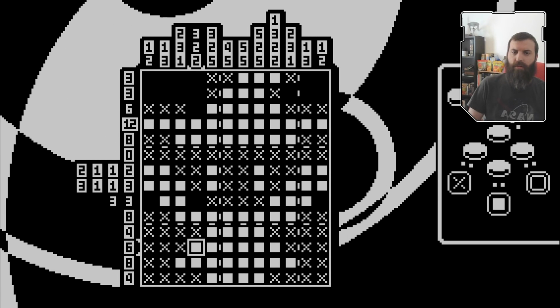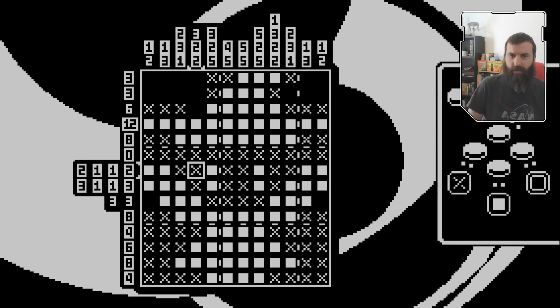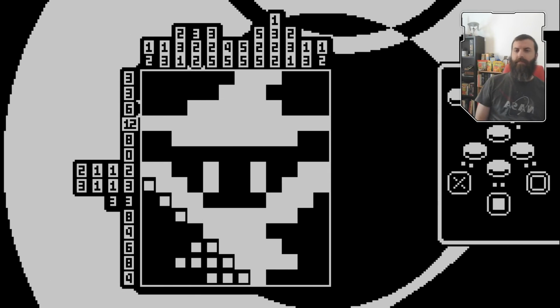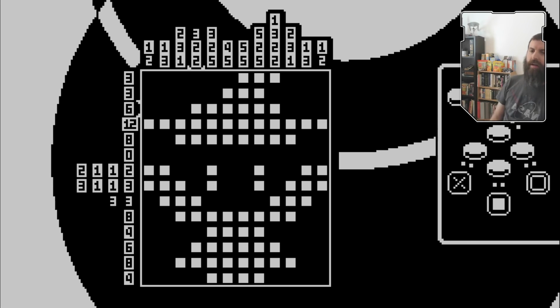Vertical 3, 2, 2. So that has to be one of the 2s. This has to be the other. This has to be our 3. Boom. Nice little wizard guy.